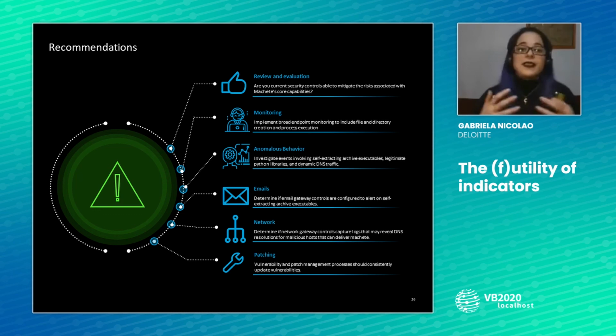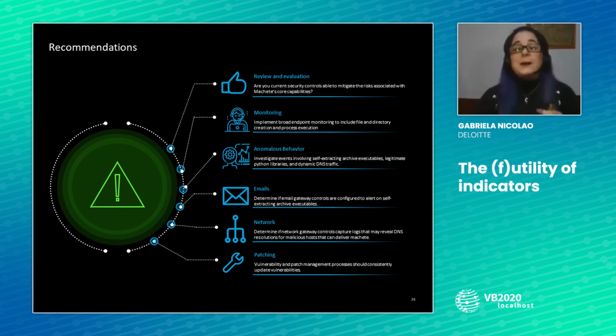Finally, I give you some recommendations on how you can defend your companies against these threat actors. First, you need to make sure that your security controls are able to detect the core capabilities that I mentioned in order to mitigate the risk of being attacked by Machete. Then, monitor your endpoints to include file and directory creation and process execution. Then you need to know your network to know what is normal and be able to detect anomalous behavior, focusing on the characteristics mentioned during this presentation.